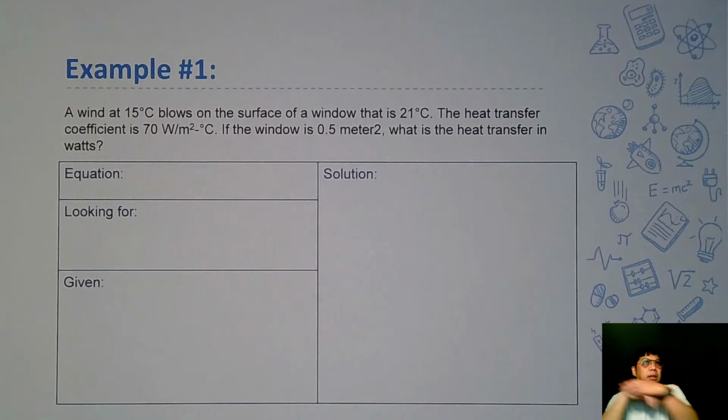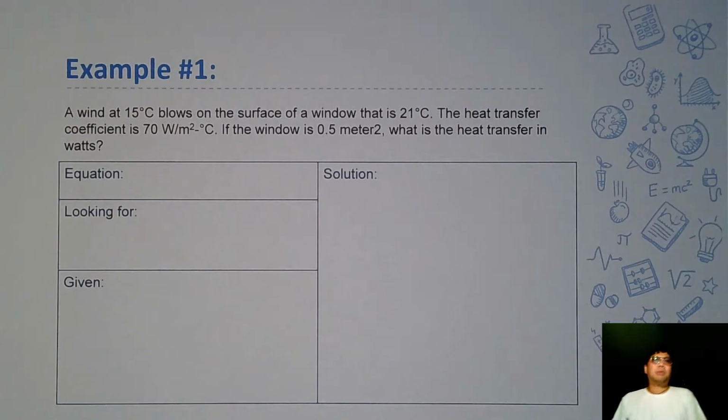Hi and welcome. In this video, we will be applying our equation on heat transfer through convection. It might be the first example, it might be the only example for that matter, depending on how or why you're watching this video. If you're watching this video as part of a series of concept review in class, then you will just see one example for this topic.